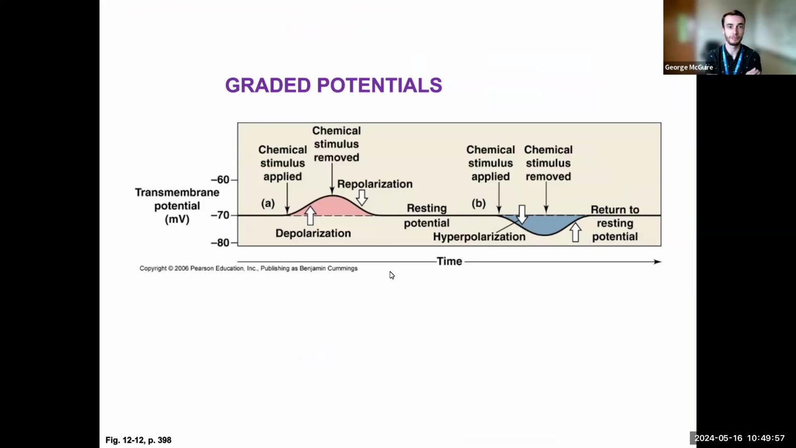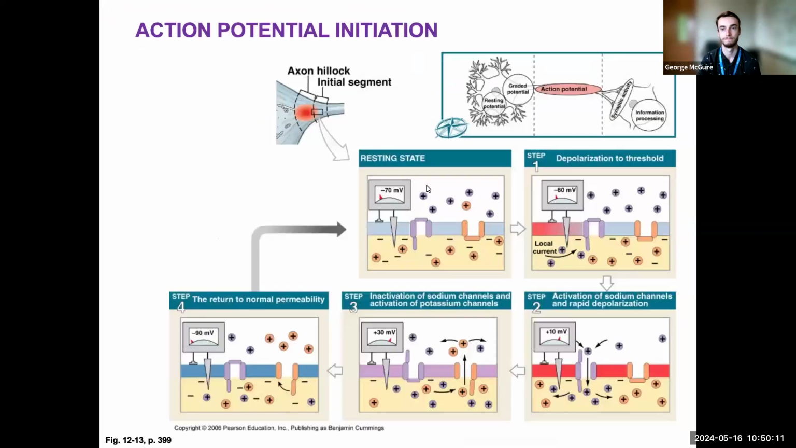So that's the idea. Graded potentials are going to be a combination of depolarization and hyperpolarization. And if we have enough depolarization to reach negative 60, an action potential will begin. So action potentials begin at that initial segment, at the edge of our axon hillock. So at resting, again, both of our gated ion channels are closed. We just have leak channels open.